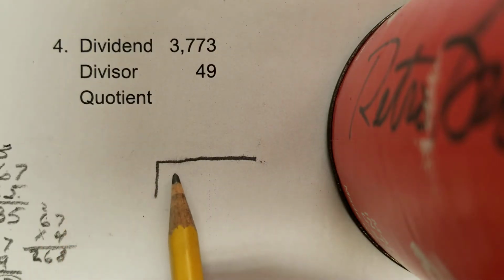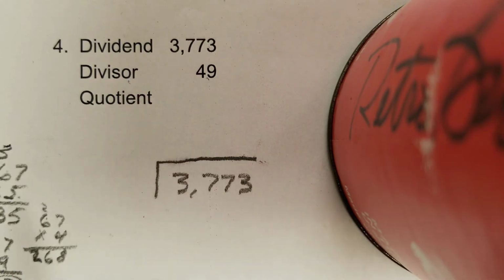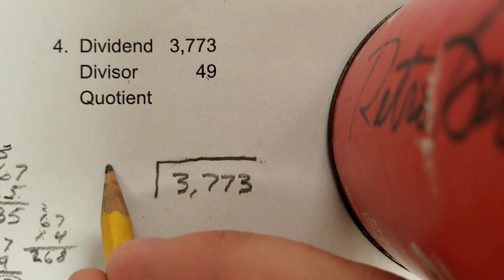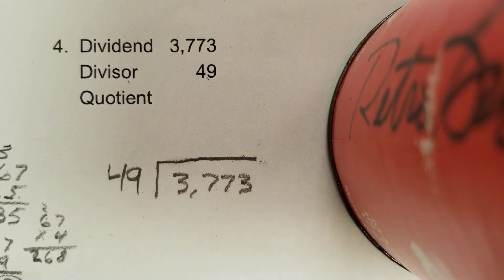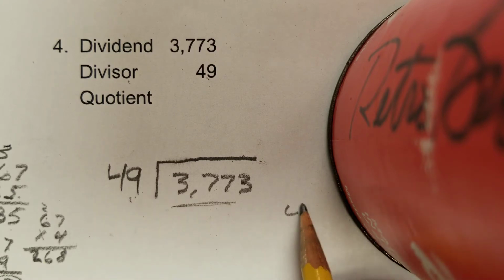My dividend goes inside. My divisor goes outside. And I'm just going to count by 50s. 50, 100, 150, 200, 250, 300, 350. It looks like 7 times. So I'm going to take 49 times 7.